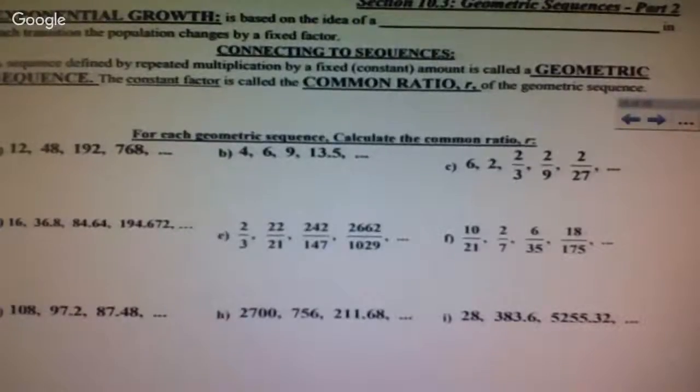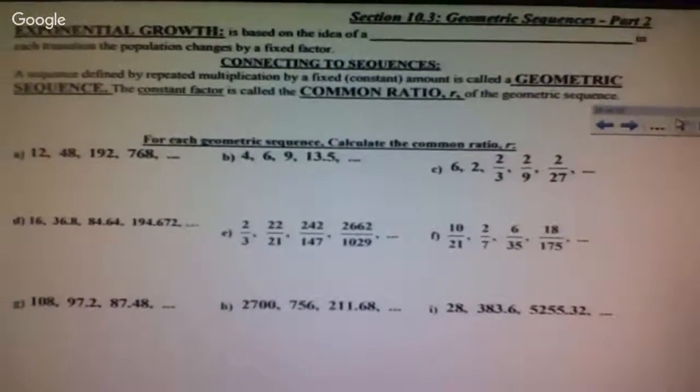Get transferred from Domino's. Domino's up there. All right.